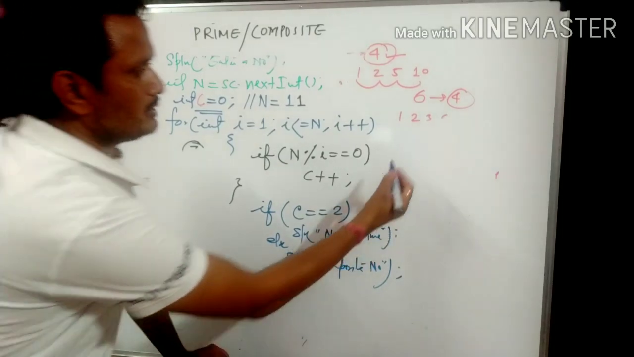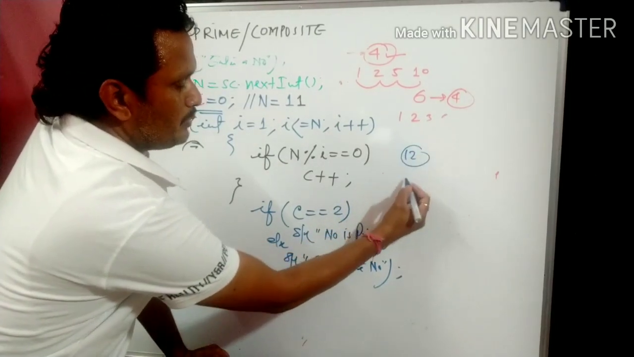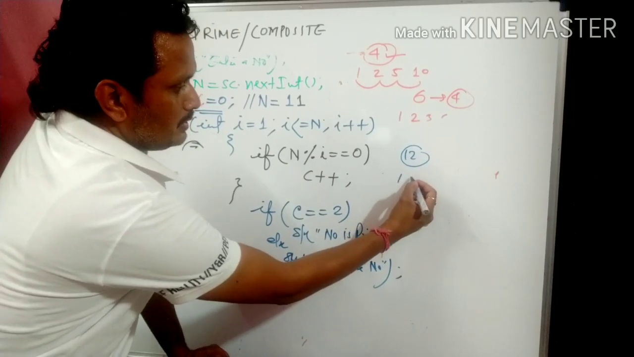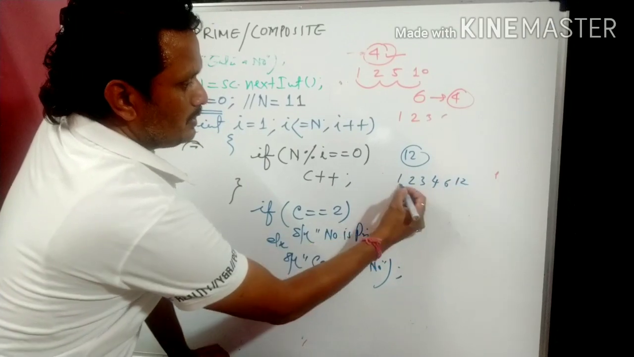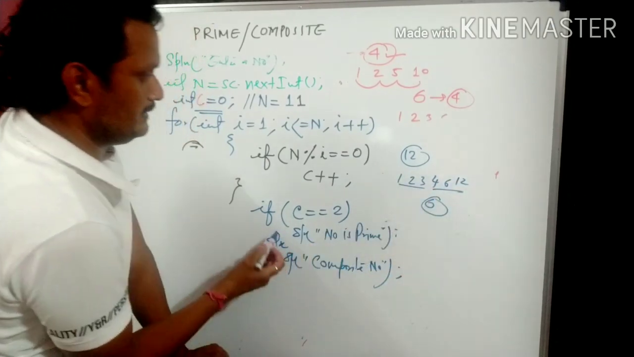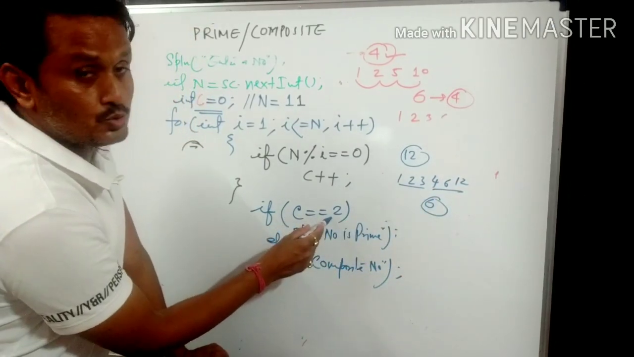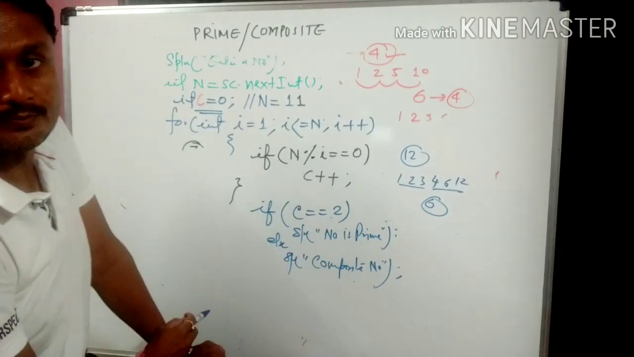Now suppose the number is 12. So what will we get? We will get 1, 2, 3, 4, 6 and 12. The total number of factors will be 6. Is 6 equal to 2? The condition is false. This is a composite number.